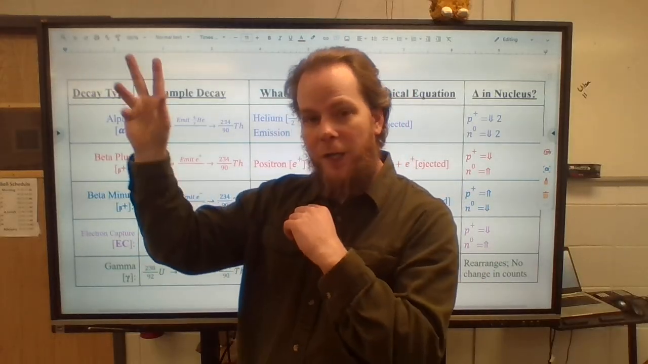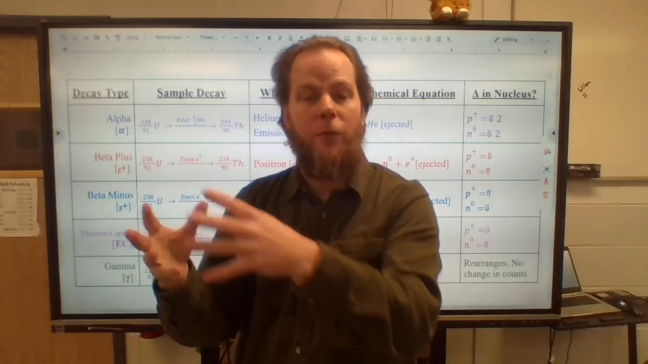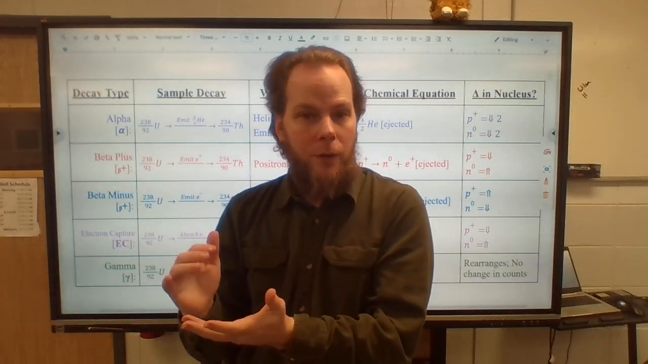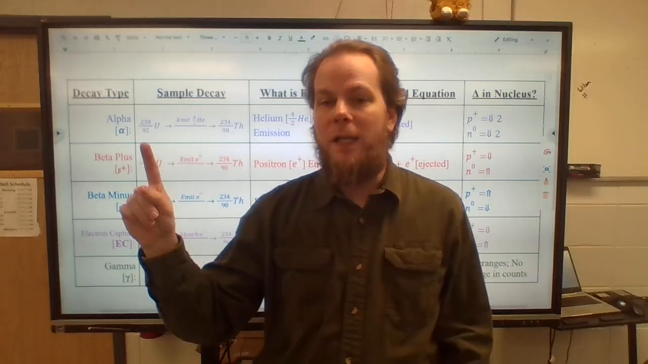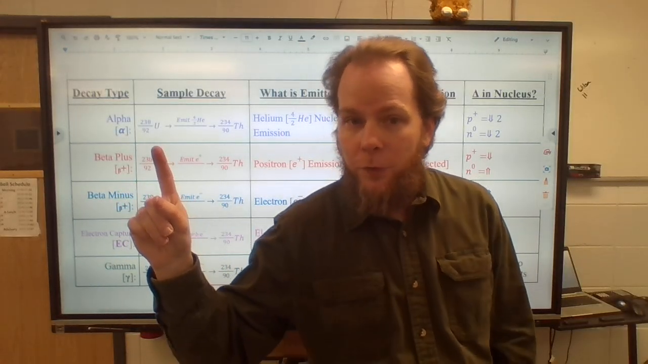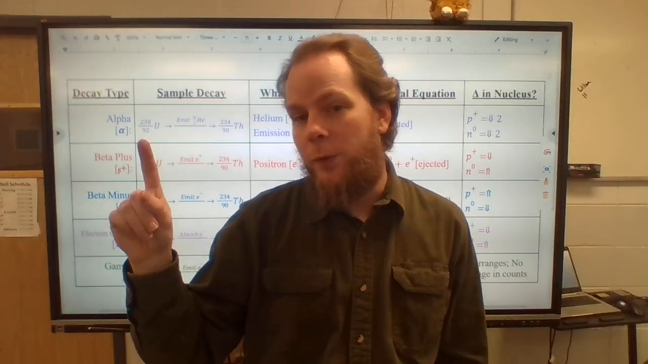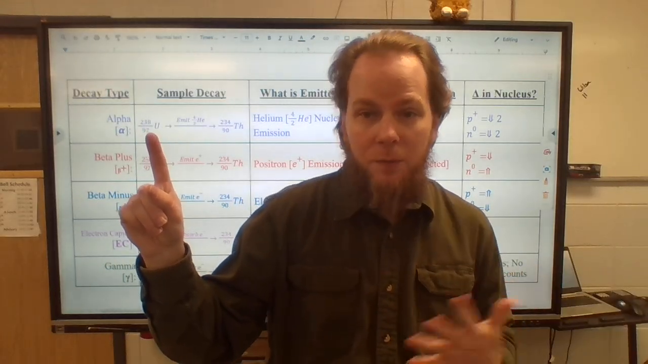And when it does, the mass number of the nucleus that it came from goes down by the mass of the helium nucleus. So let's say that we have uranium-238 as our starting point. Uranium-238 has a mass number of 238, and because it's uranium, its atomic number is 92.